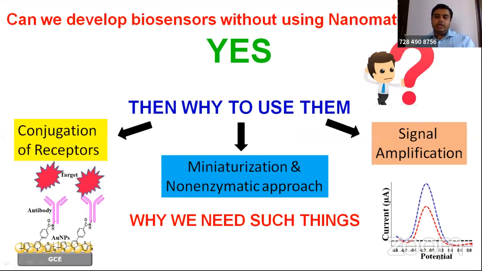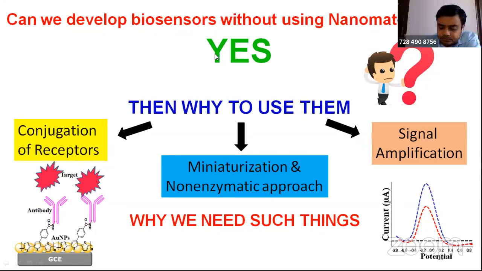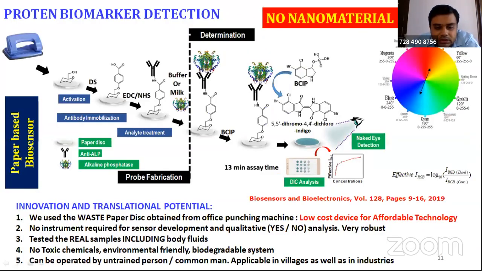Now I'll take a little time on this slide because this is extremely important. I have very clearly mentioned, can we develop a biosensor without using a nanomaterial? So the answer is yes. After this, I am moving to another slide to tell you how a sensor can be developed without a nanomaterial. This is one of the examples of what we have done in our laboratory.